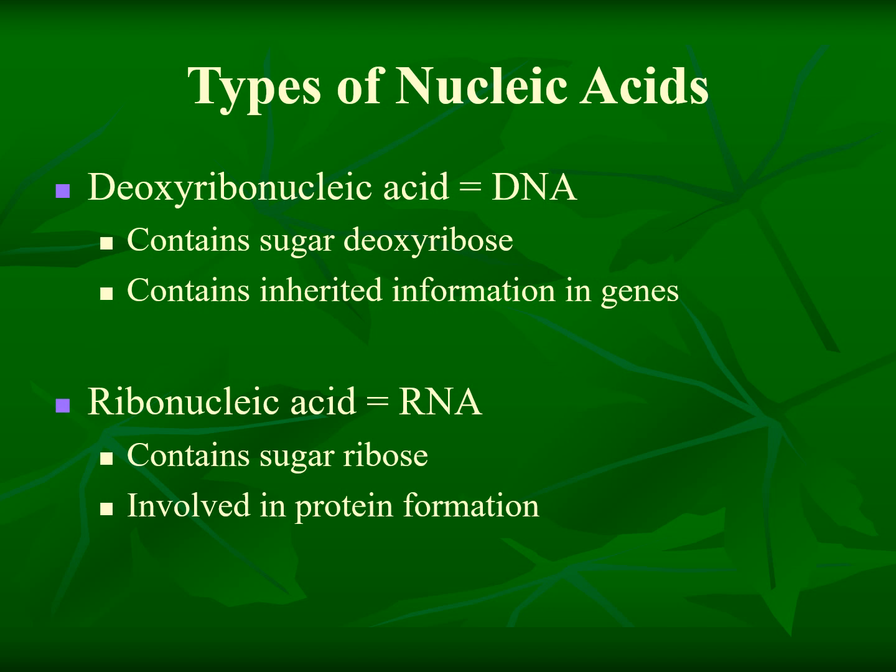So the types of nucleic acids: you have deoxyribonucleic acid, which is DNA. It does contain the sugar deoxyribose, and its function is that it contains all of your genetic information. Everything that you inherit, everything about you is on the DNA. From your hair color to how you clap your hands to whether you can roll your tongue, everything. Ribonucleic acid is the other nucleic acid, that is RNA. It contains the sugar ribose, and this is involved in protein formation.